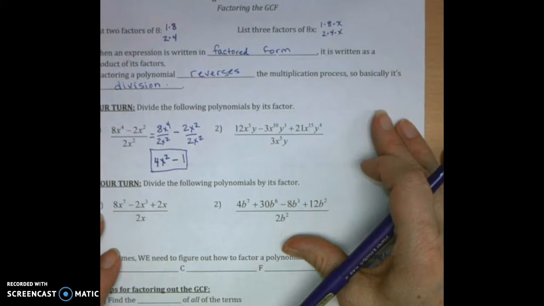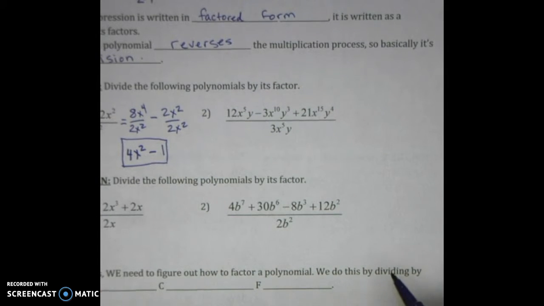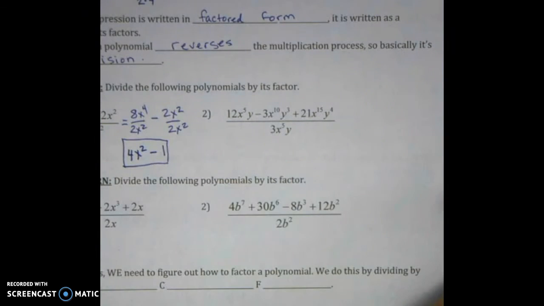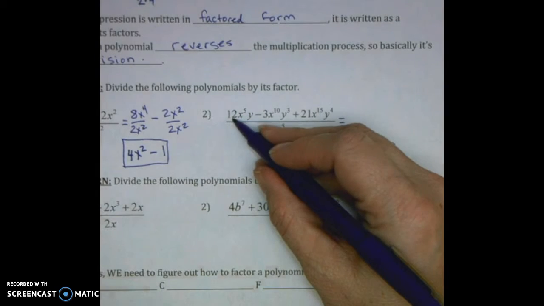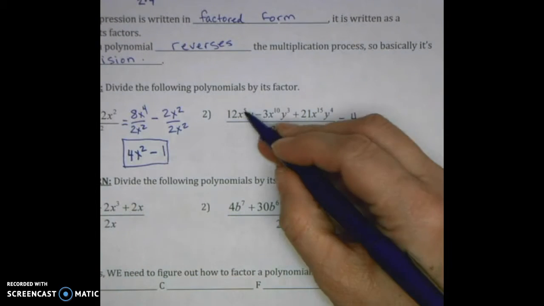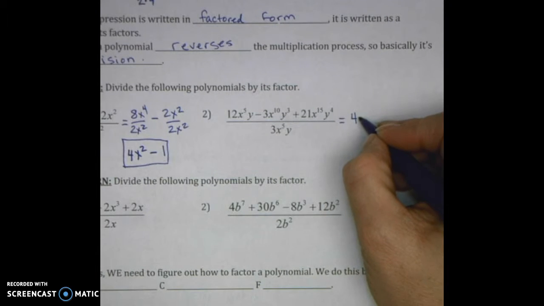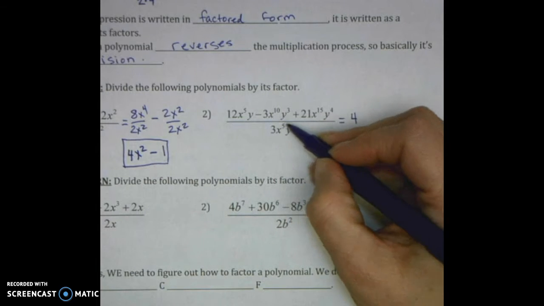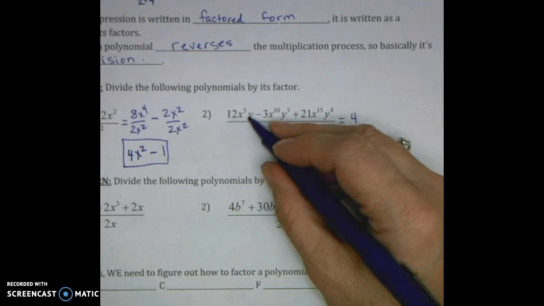Okay, looking at this next problem, I'm going to zoom in a little bit. I'm going to divide each term by 3x to the 5th y. I have 1, 2, 3 terms. Okay, so I'm not going to rewrite all of that. You can on your paper if you'd like. 12 divided by 3 is 4. X to the 5th divided by x to the 5th is just 1. Anything divided by itself is 1. I don't need to write that I've got multiplied by 1 here. Y divided by y is also 1. I don't have to multiply by 1 because we know it'll still be 4. So I'm done with my first term.